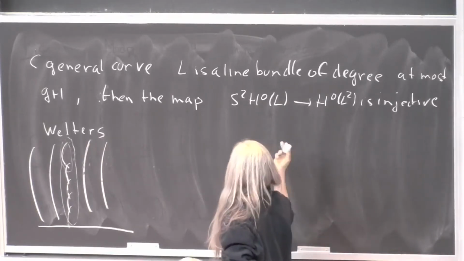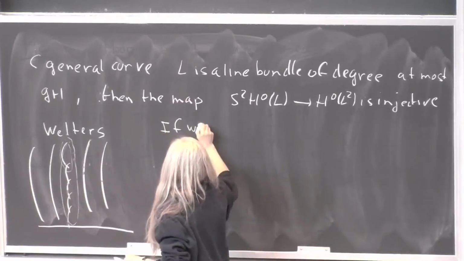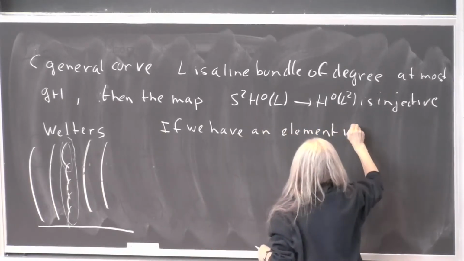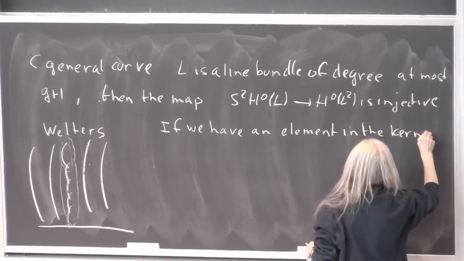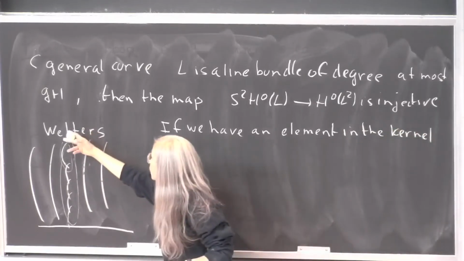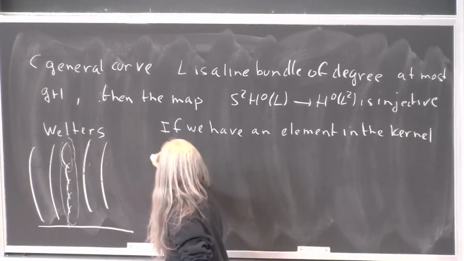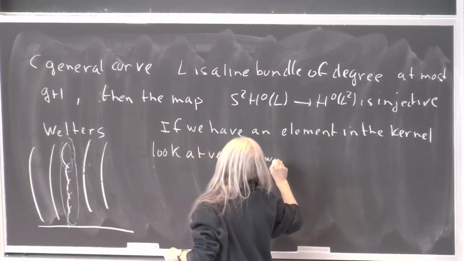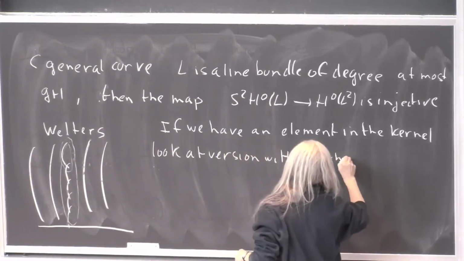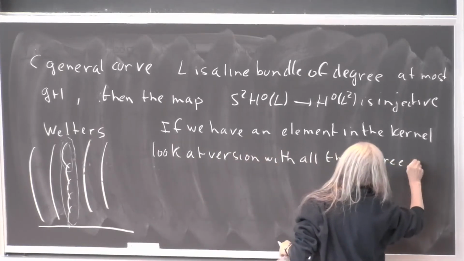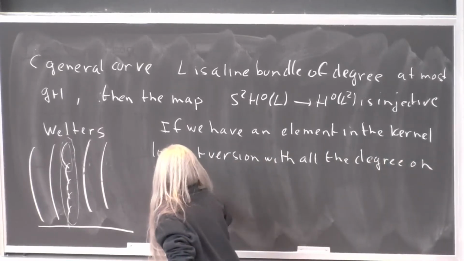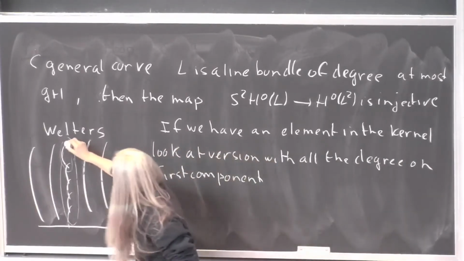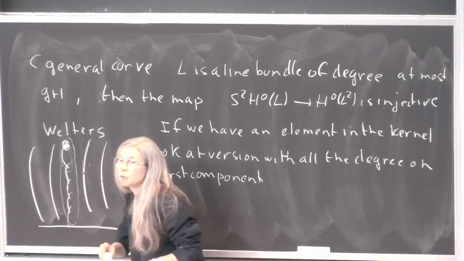And the first thing that we can say is, if we have an element in the kernel, and we look at the version of this element when we bring all the degree on the first component, then it's going to vanish at a point, for example at the first point, with multiplicity at least 2.